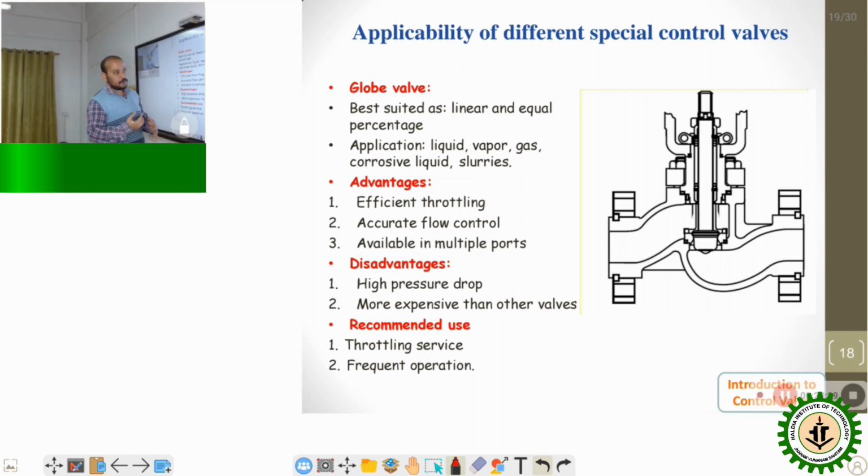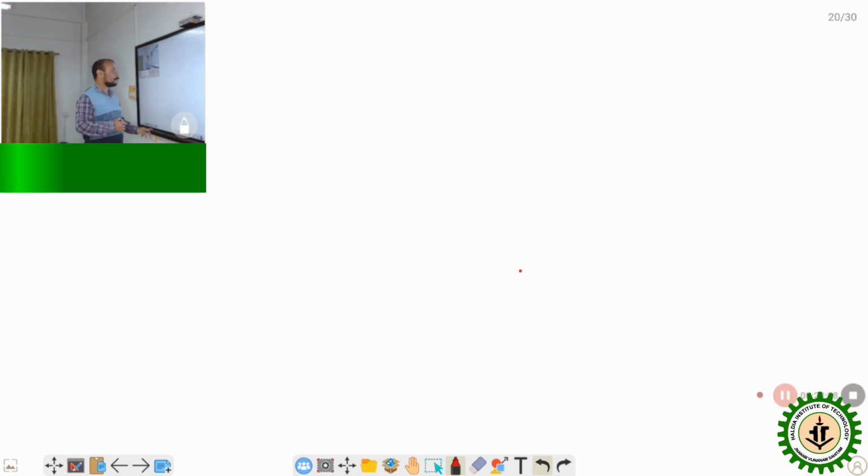Obviously, if you are able to make your control valve open 10, 20, 30 and 40 percent, accurate flow control can be done. Available in multiple ports, so different ports can be used for this globe valve. Disadvantages: the pressure drop will be very high and we need to take care about this particular point. It is more expensive than the other valves. Recommended uses are for throttling service and frequent operations.